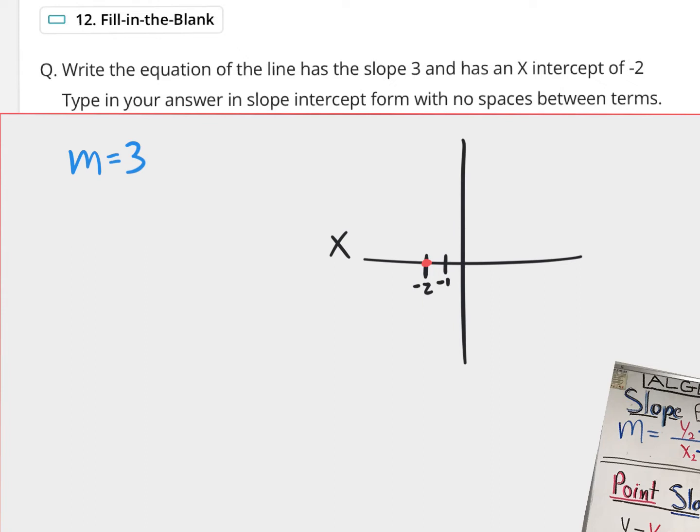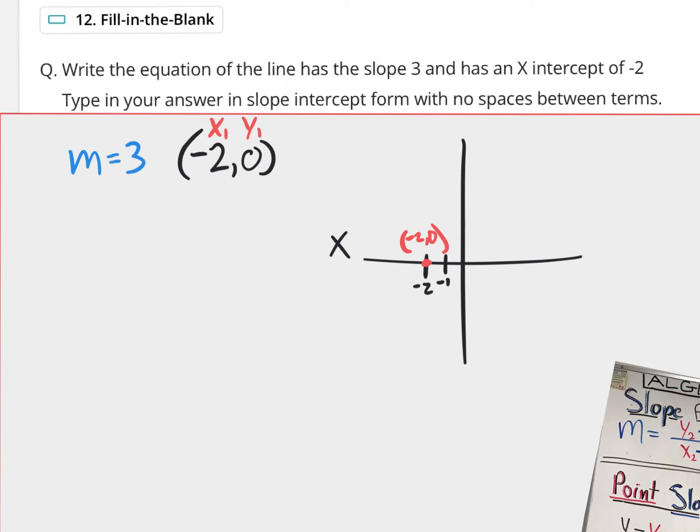But the bottom line is they give us a point. What is that coordinate right there? That coordinate is -2, 0. So they actually give us a point, -2, 0, which is an actual x1 value and a y1 value. And they gave us a slope. So what are they giving us? They're giving us a point and they're giving us a slope.